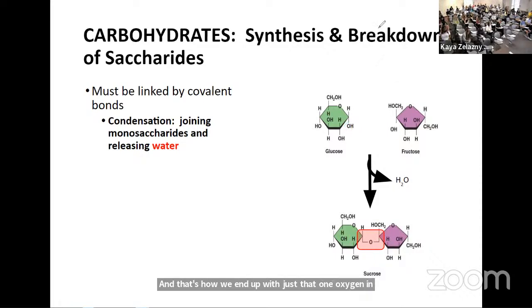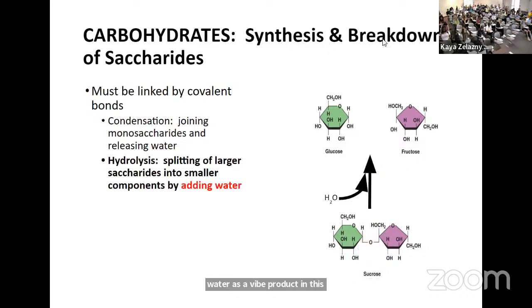When we form larger carbohydrates from monomers, we get water as a byproduct in this condensation reaction. That means we can also split them up. When we split them up, this is a hydrolysis reaction. So we need to put that water back in. We need those two hydrogen atoms and that one oxygen atom, put them in, and we can split those rings back up again.